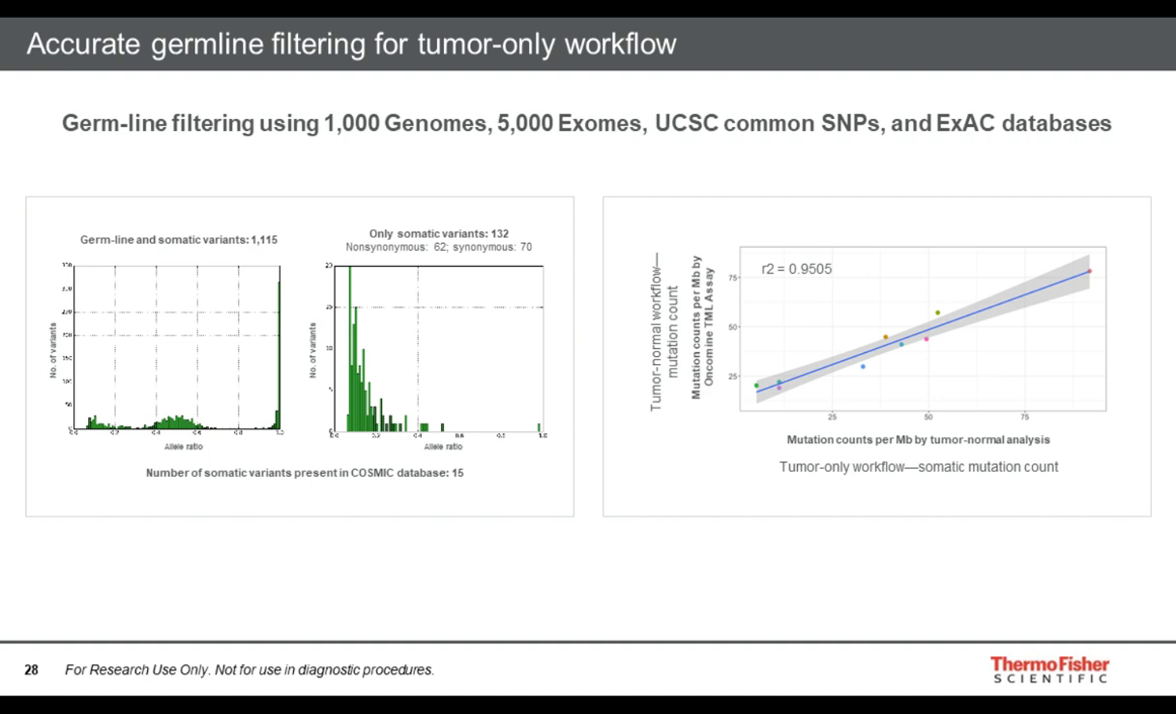The plot on the left shows a before and after view of the allele frequency distribution in a tumor-only sample. So on the left is the allele frequency distribution that we see before applying filters to remove germline variants. And on the right, you can see the much lower allele frequency distribution, as you would expect, from the somatic-only variants. The plot on the right compares the mutation counts in the tumor-only workflow shown on the y-axis with the mutation counts from a workflow that compares tumor with its matched normal shown on the x-axis. And as you can see, there's very high correlation between the two approaches.